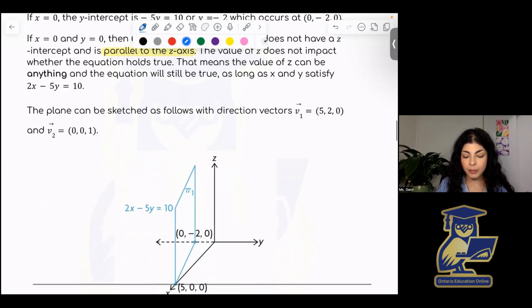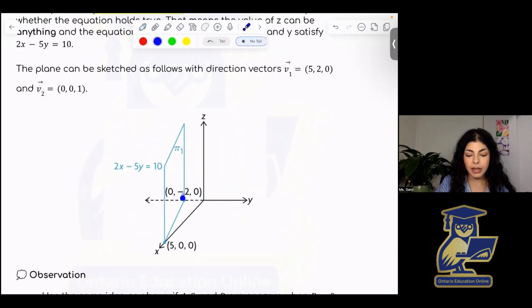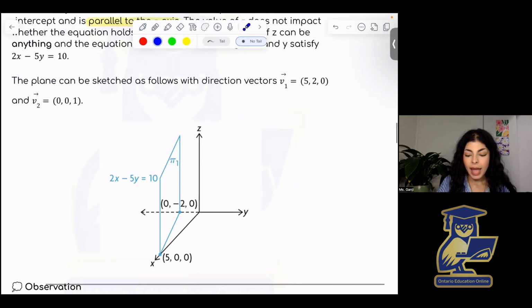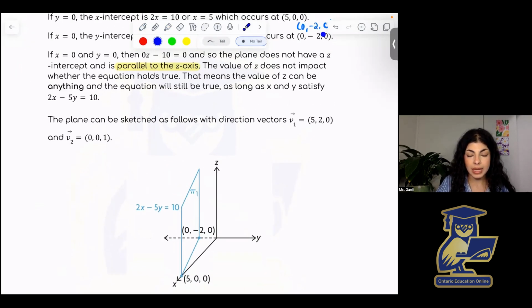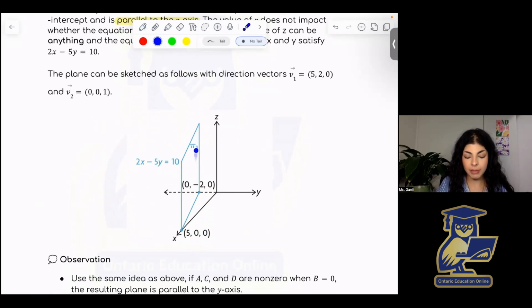So what does that look like now? So this is that parallel side to the z-axis. And here is point (0, -2, 0), which is our y-intercept. And going back to that (0, -2, c), this is pretty much just moving up and down along this line. So any of these values will be on this plane. Keep in mind, this plane is extended infinitely in all of these directions, so this way as well. So we only just draw the parallelogram, but you do have to remember that it does extend because it's a plane. And same with this point here, which is our x-intercept (5, 0, 0).